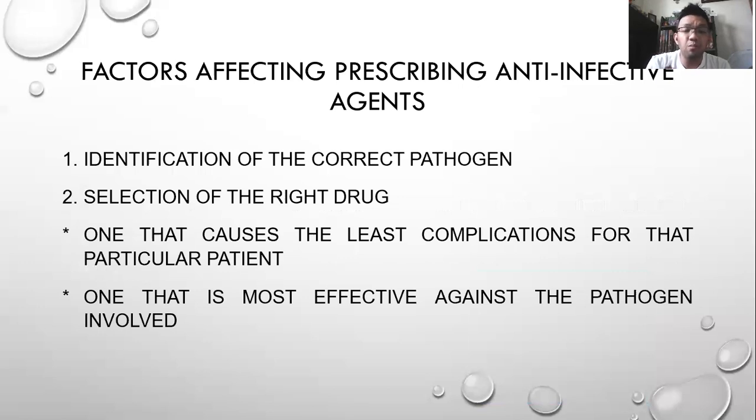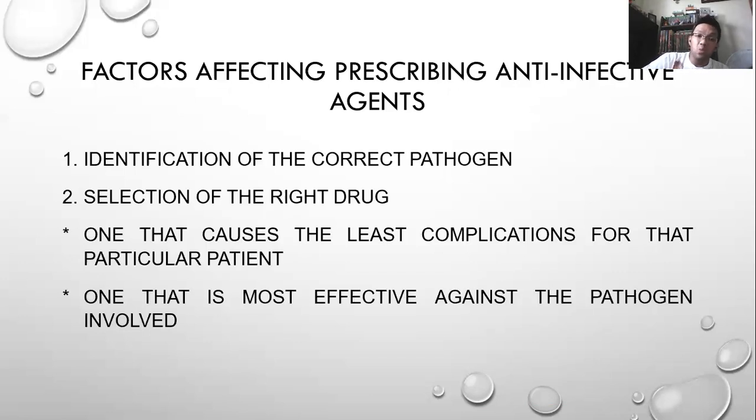Factors affecting prescribing anti-infective agents. Number one, identification of the correct pathogen. This should be done first. The doctor should know first what type of pathogen is currently infecting the patient, for the doctor to know what kind, this is now number two, to select the right drug for that pathogen.